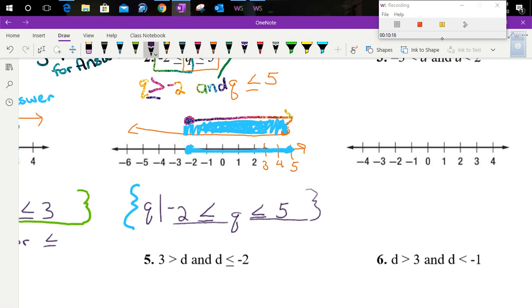Q goes between them. Both of the inequalities are pointing to the left, which means they're less than. So our answer, the set of Q, all Q's, such that Q is greater than or equal to -2, Q is less than or equal to 5.